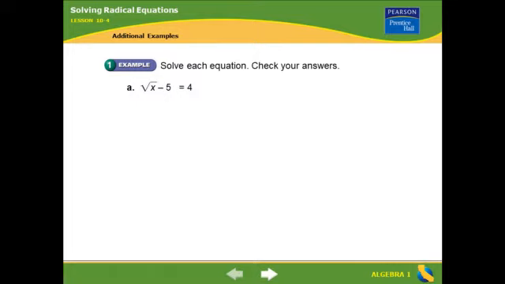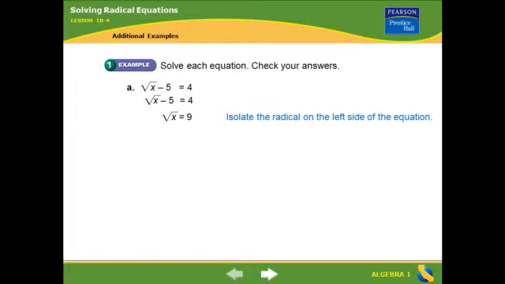Let's have this first example. Solve each equation and then check your answer. First, the square root of x minus 5 equals 4. How are we going to solve this radical equation? We're going to isolate the radical expression. To isolate the radical expression, we simply add 5 to both sides.